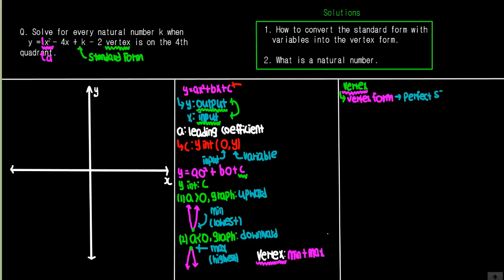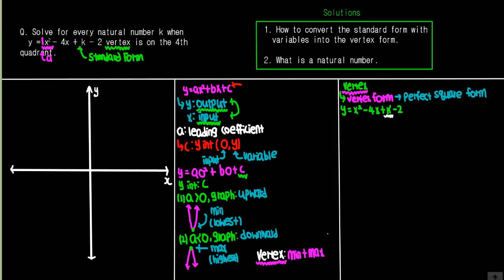And the vertex form is optimized when it comes to solving for the vertex of our function. So our first way to approach this question is to convert this into a vertex form. At first, let's write our function down again. Our function was y is equal to x squared minus 4x plus k minus 2. The most important thing to know in our function in this case is the k, because it is the ultimate value that we want to solve in this question.